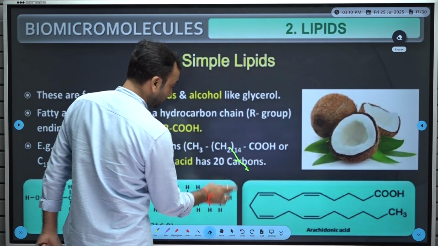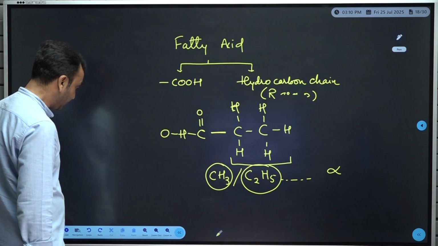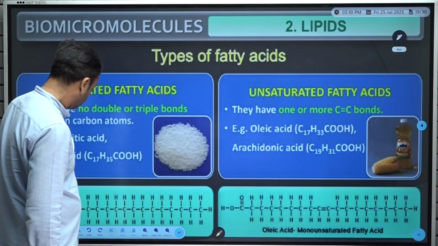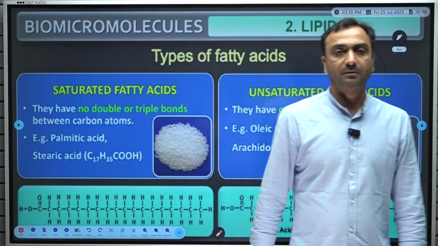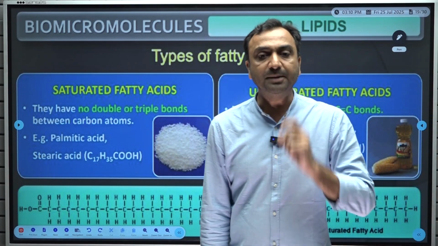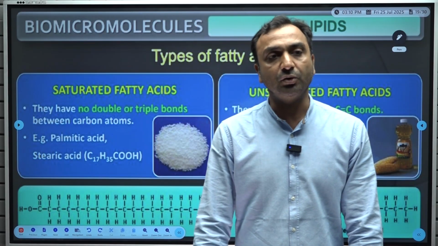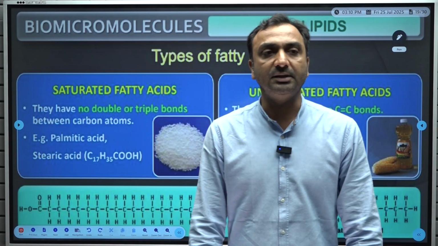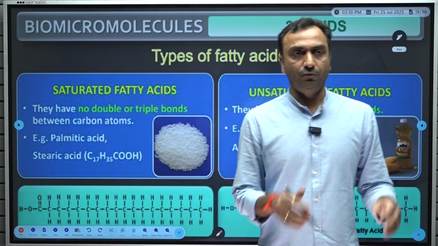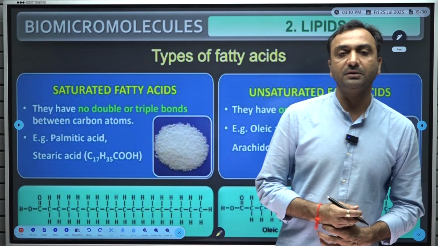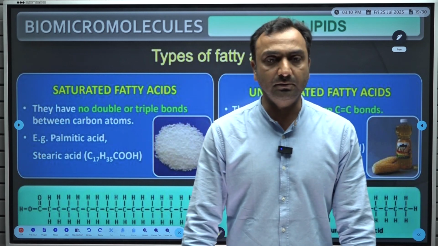Okay, next point of discussion for us would be classification. Types of fatty acids, right? Which is based on whether they are saturated or not. So one is saturated fatty acid, and the other is unsaturated fatty acids.